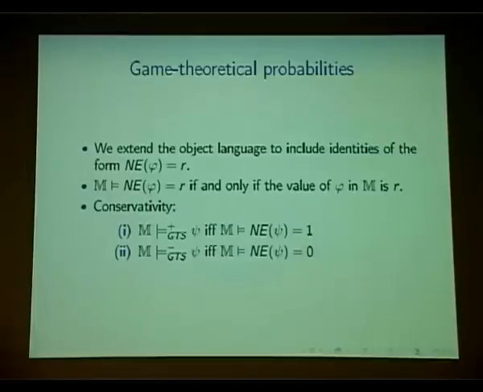Well, the game theoretical probabilities, we can extend that. We can internalize part of this semantics into the object language, so introduce a new term. Nash equilibrium of phi equals L just means that the sentence is true in a given model if and only if the value of phi in M is R, the value of phi under this equilibrium semantics is R. So we have this conservativity that I mentioned before.